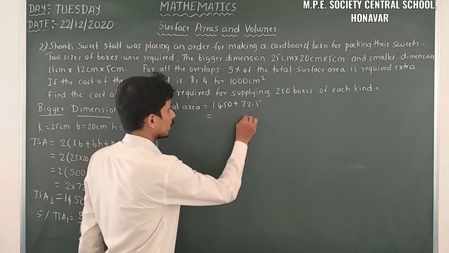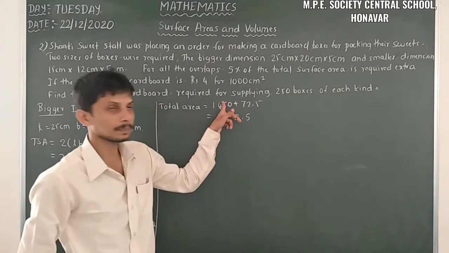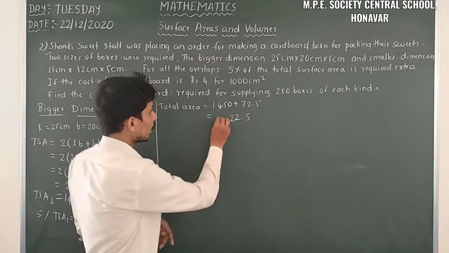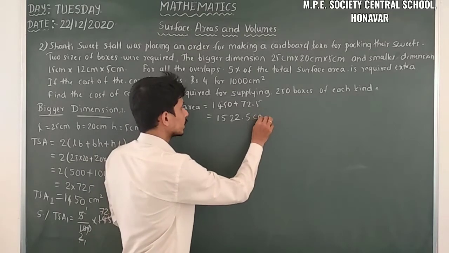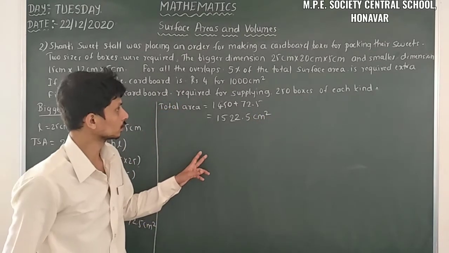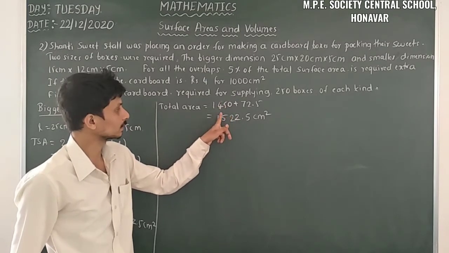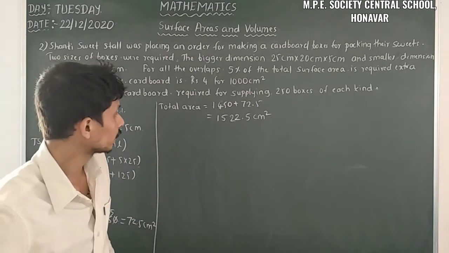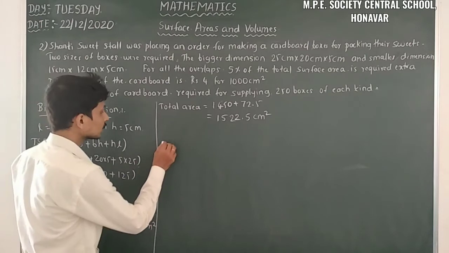So 0.5 and 2 we have here. 7 plus 5 is 12. So we have 1, then we have 1522.5 centimeter square. Is it correct? Yes, 7 plus 5 is 12, and yes, 5 and 1 is 15. 1522.5 centimeter square. So this is for the bigger dimension. So let us take the smaller dimension.